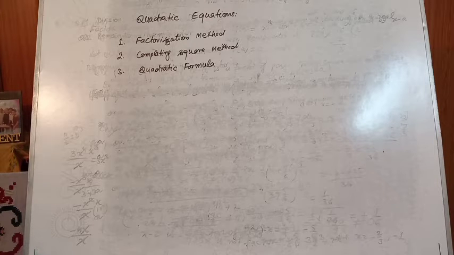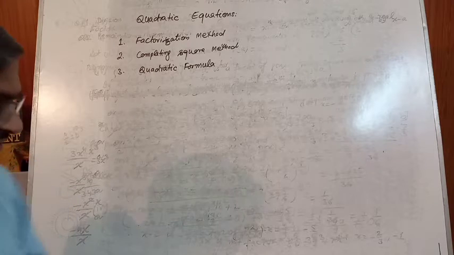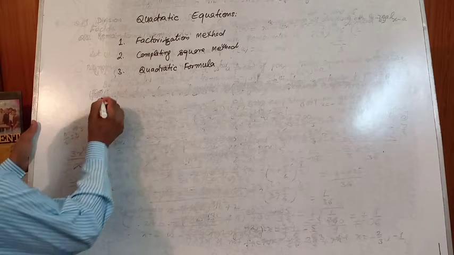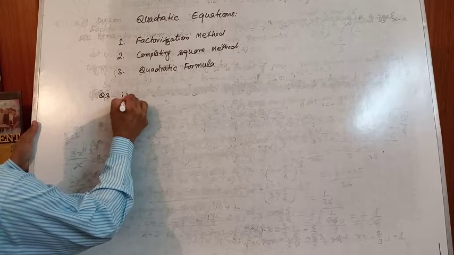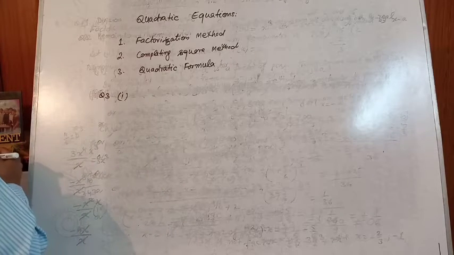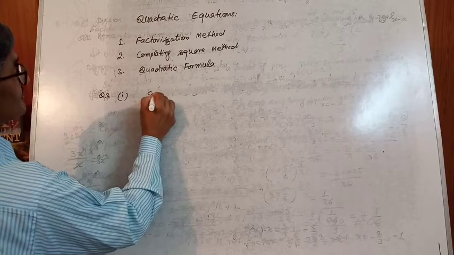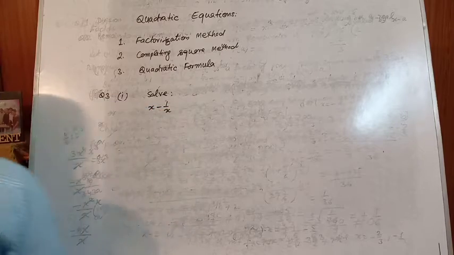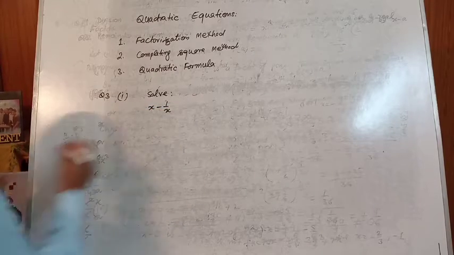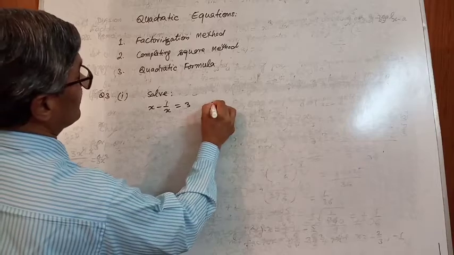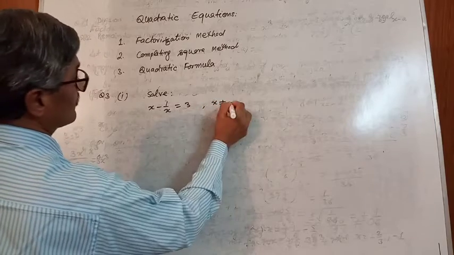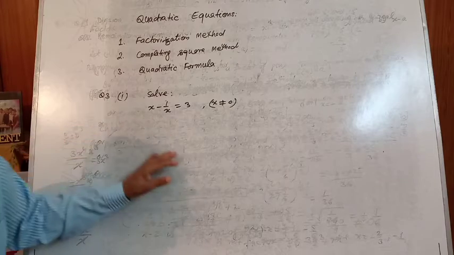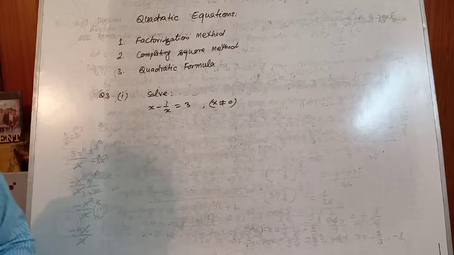Next question we will use the quadratic formula. Question number 3, first part. Solve x minus 1 by x equal to 3. x is not equal to 0, because x is in the denominator, so x cannot be 0.